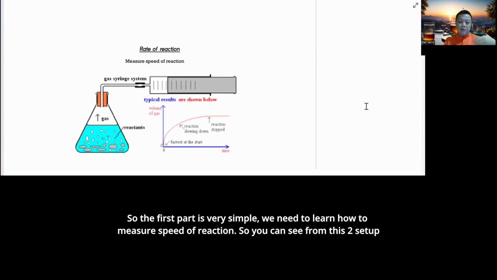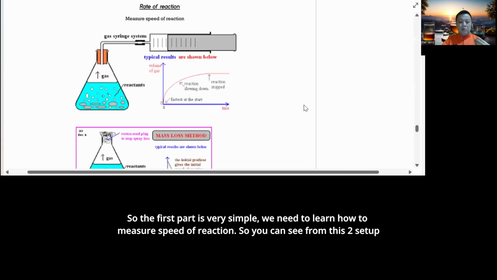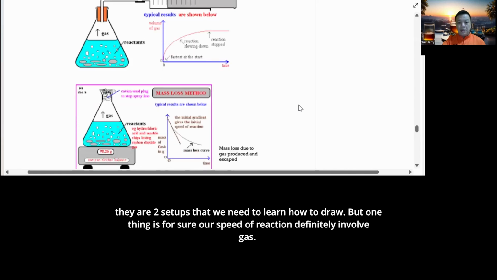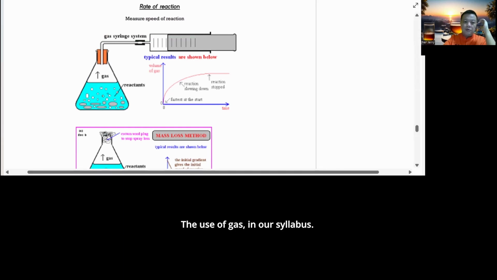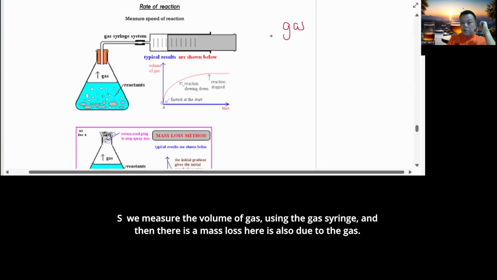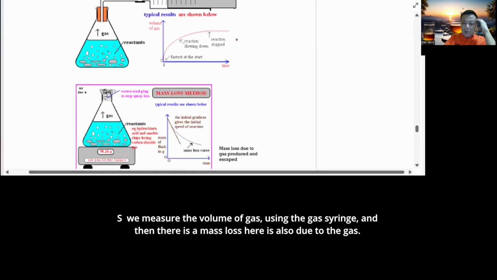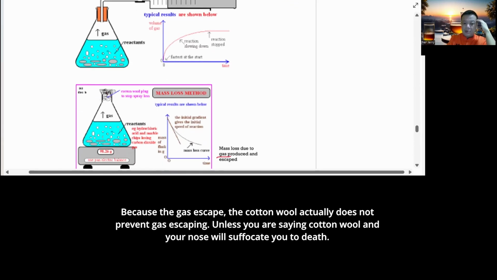Okay, so the first part is very simple. All right, we need to learn how to measure speed of reaction. So you can see from these two setups, there are two setups that we need to learn how to draw. But one thing is for sure, right? Our speed of reaction definitely involves gas, produce of gas, right, in our syllabus. So we measure the volume of gas using the gas syringe. And then the mass loss here is also due to the gas, right? Because the gas escapes, right?